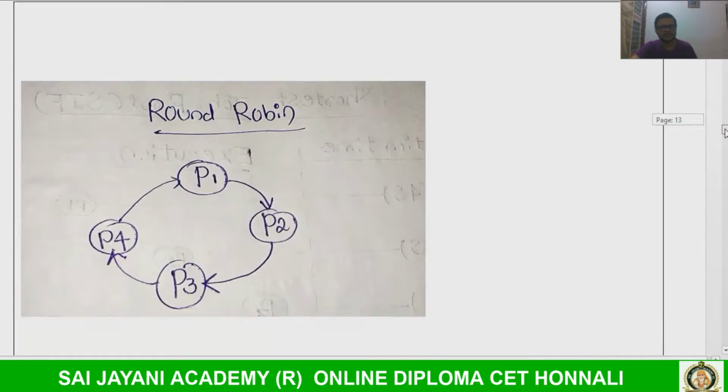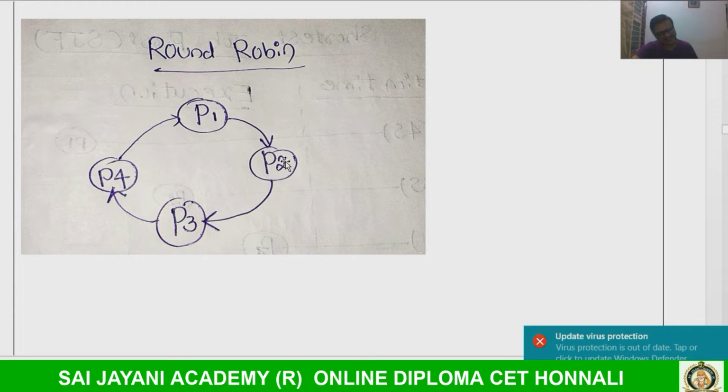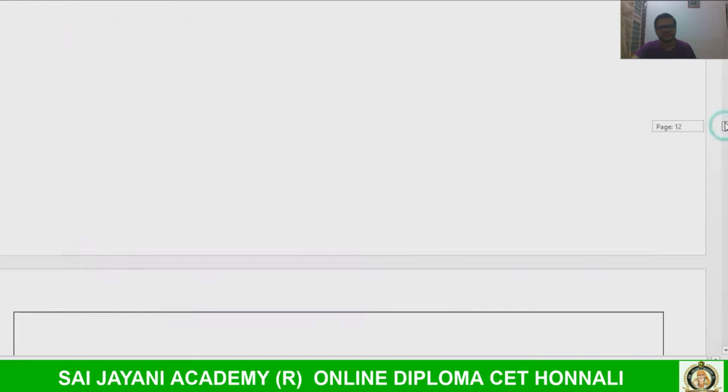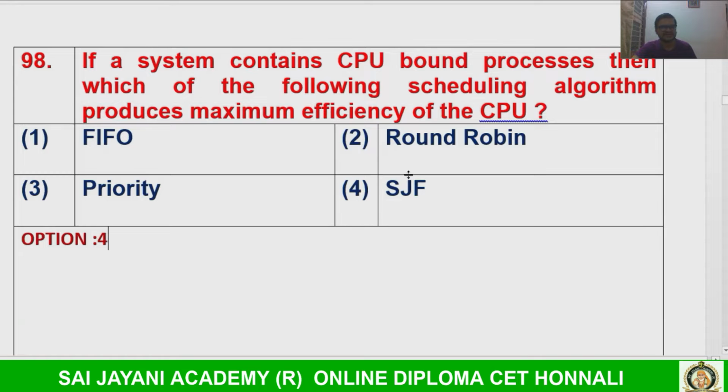Move on to round robin. In the round robin algorithm, the processes are executed in a circular manner. Here the P1 process is executed. After that the P2 process is executed. After that the P3 process is executed, and after that the P4 process is executed. These processes are executed in a circular manner. So for question number 98, the fourth option, that is SJF, is the right answer.